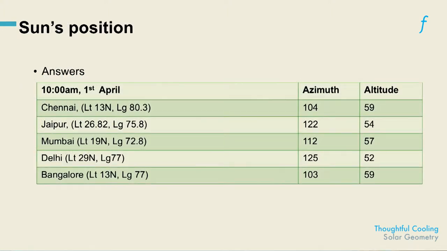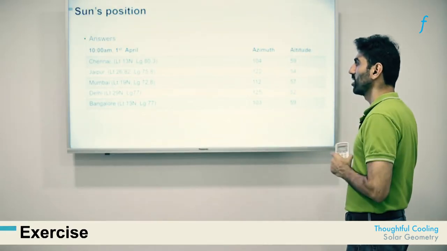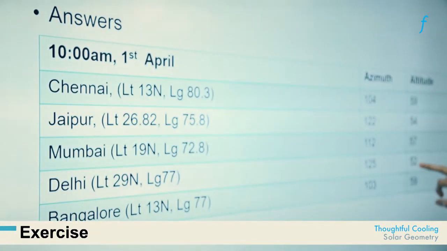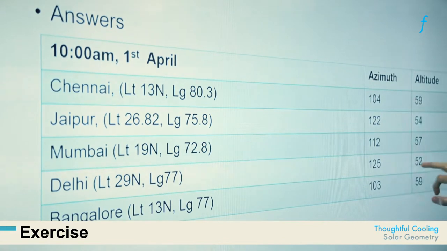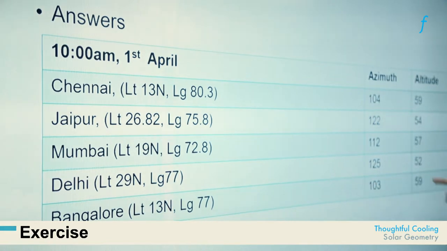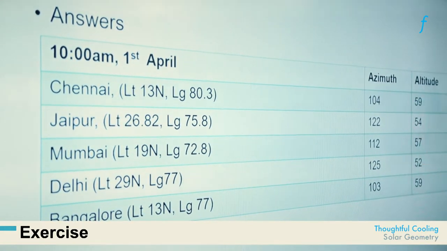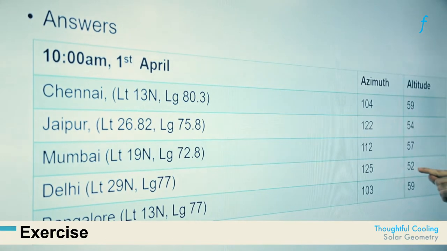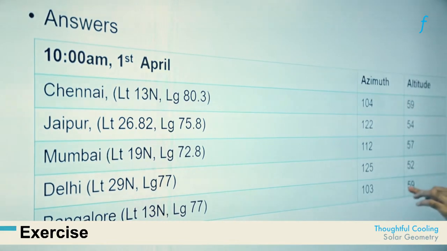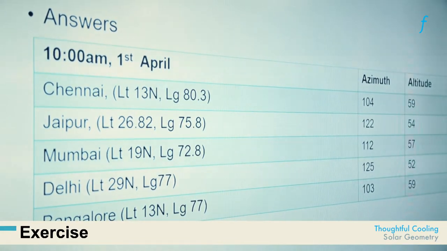All right. So these are the altitudes and azimuths for different cities in India for the same time of the day, for the same part of the year. One trend that is very visible here is that the angle of the sun in the sky, which is the altitude, is lower for the northernmost cities. The northernmost city here is Delhi, and you will see that in Delhi at 10 a.m. on 1st April, the sun is at 52 degrees in the sky, whereas the southernmost cities that we have here are Chennai and Bangalore. The sun is at 59 degrees in the sky.